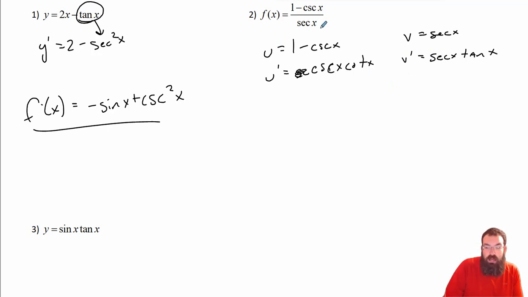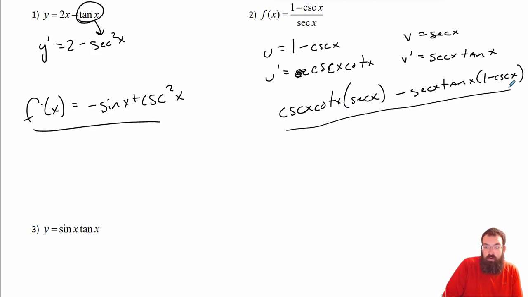Okay, so now I do u prime, which is cosecant. I always mess that up. There we go. Cosecant cotangent x times secant x minus now v prime, which is secant tan times 1 minus cosecant over secant squared of x. Now what can we do now?